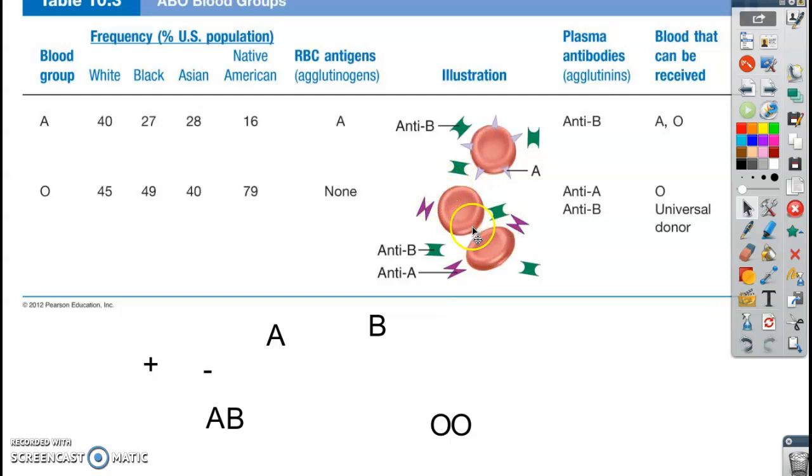Because if they give you O blood, there are no markers that say, hey, this is not the right kind of blood, and so everybody can accept this blood. All right. Now, in addition to the A, B, and O blood types, they sorted that out.